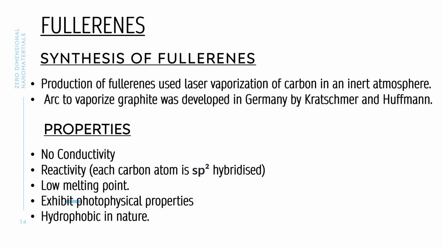Moving on to the properties, it cannot conduct electricity because there is no movement of electrons available from one molecule to the next. Although it does contain delocalized electrons, the electrons are not capable of moving from one C60 fullerene to the next because of the symmetrical nature of C60 fullerene. But there is an exception in the case of nanotubes, which are capable of conducting electricity along their lengths, and these nanotubes are made up of fullerenes.